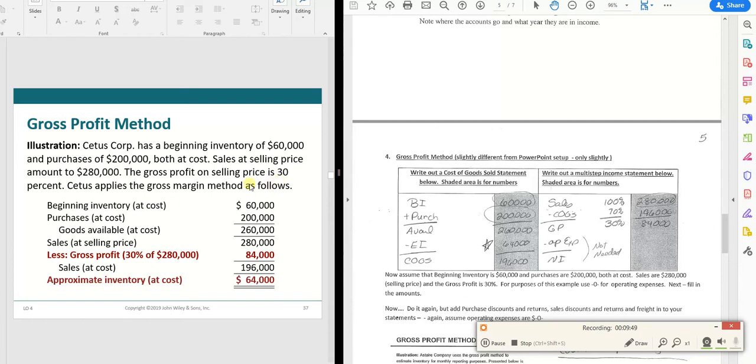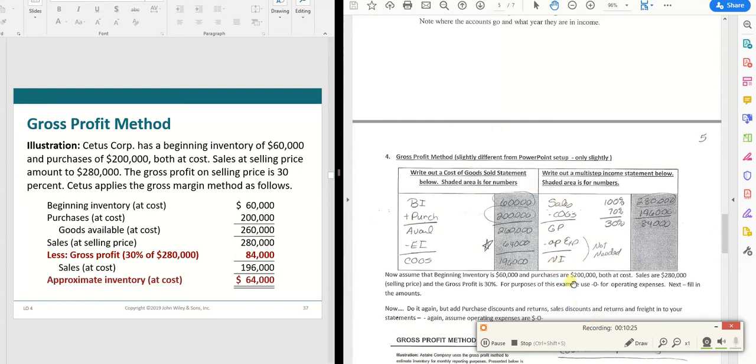Okay, so this is how your book does it. This is how your homework does it. I'll show you how I do it, which then I'll show you how it's exactly the same. But we all know two things. I've asked you over and over these. What is a cost of goods sold statement and what is a multi-step income statement? We know a cost of goods sold statement is beginning inventory plus purchases equals available, minus ending inventory is cost of goods sold. And we know an income statement is sales minus cost of goods sold is gross profit minus operating expenses is net income.